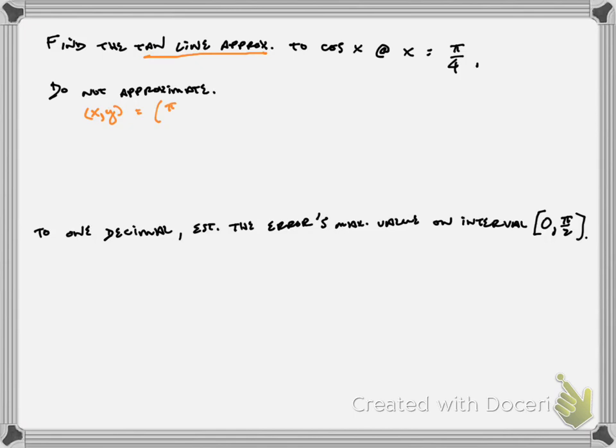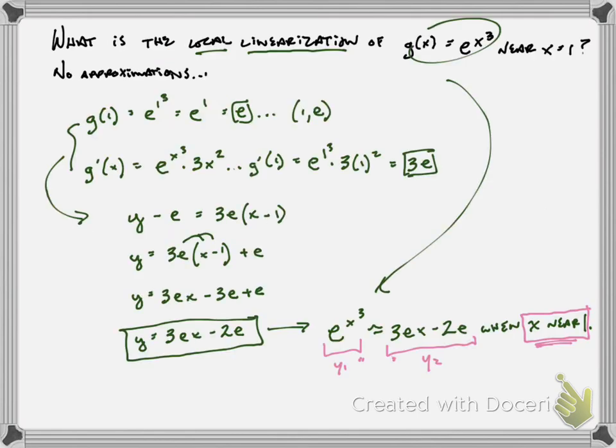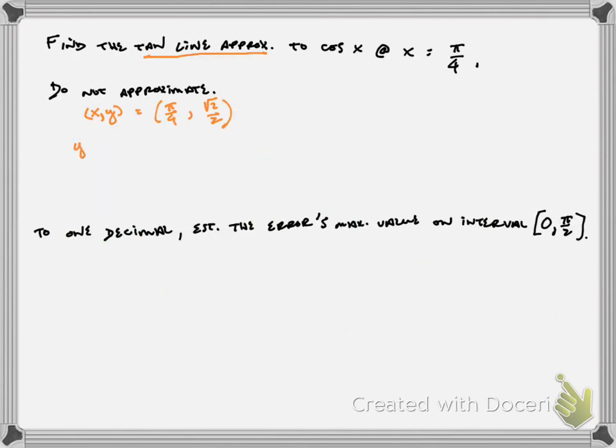And so that x value is given to be pi over 4. And the y value is the cosine of pi over 4. We know that the cosine of pi over 4 is root 2 over 2. So there's your ordered pair. And if y is equal to the cosine of x, then y prime is equal to the opposite of the sine of x. And so y prime at pi over 4 is the opposite of the sine of pi over 4, which is the opposite of root 2 over 2.